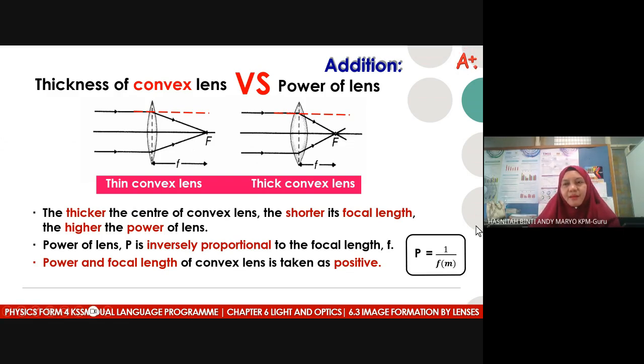And this is the formula relating power and focal length. Power is inversely proportional to focal length. When power increases, focal length decreases. So how to find power? Power is equal to 1 over F. F here is the focal length in meters. Power is 1 over F, and F is measured in a unit of meter.